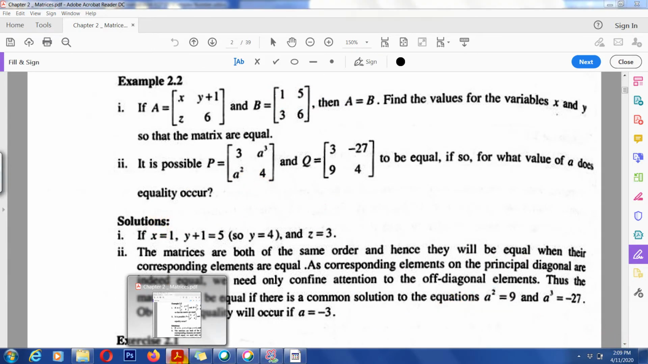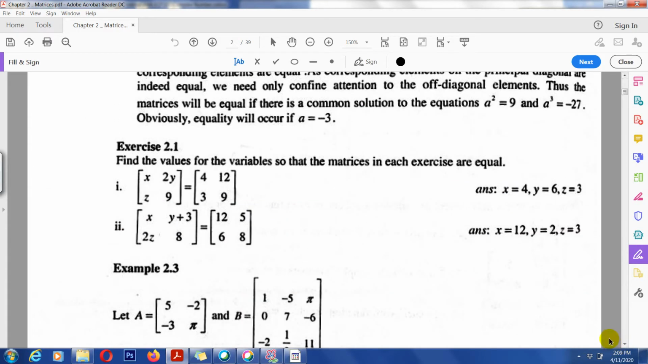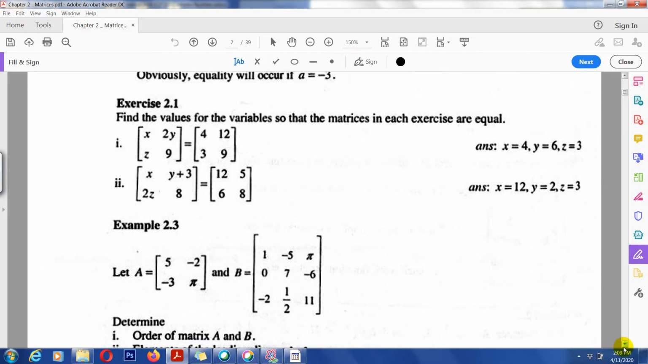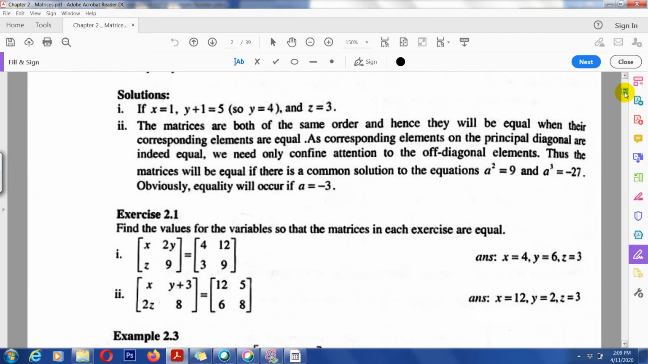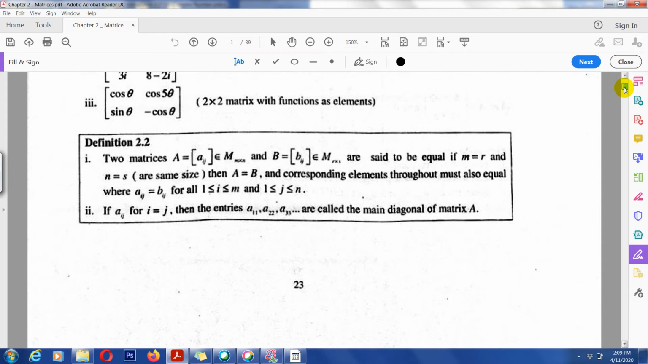Alright. Then next, you can try a similar exercise at home, or you can pause this video and try first. And then we have another topic here. We call it the element of the leading diagonal. So here, what is the diagonal of a matrix?